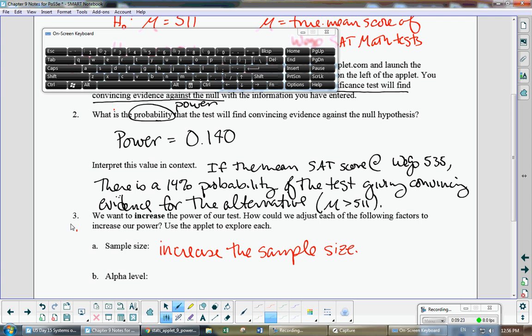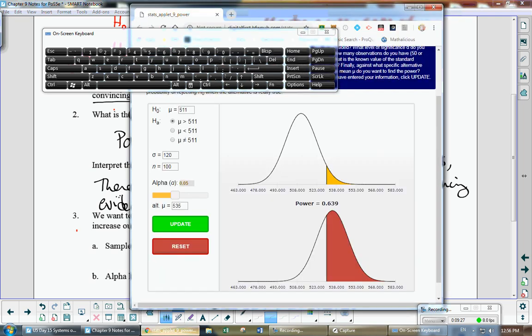You can also increase alpha. Now, the thing about increasing alpha, remember what's happening. If you're increasing alpha, that's your type 1 error, right? That means that you're assuming the person's innocent, but you're sending them to jail. So usually it's not your best option.